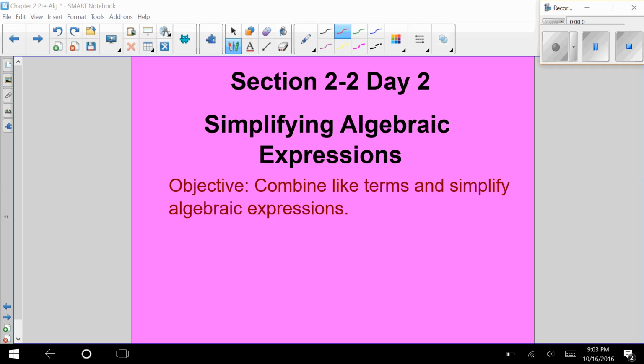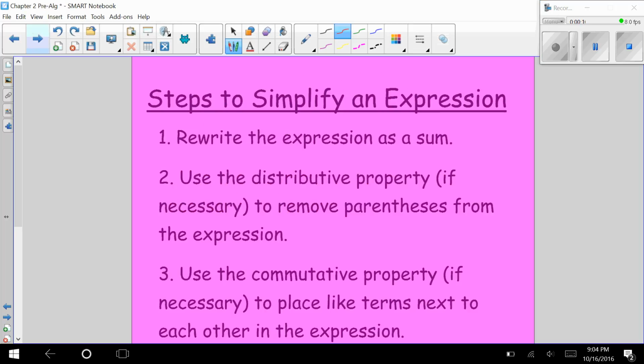Today we're talking about section 2.2, day 2, simplifying algebraic expressions. Our objective today is to combine like terms and simplify algebraic expressions. Let's start by talking about the steps to simplify an expression.